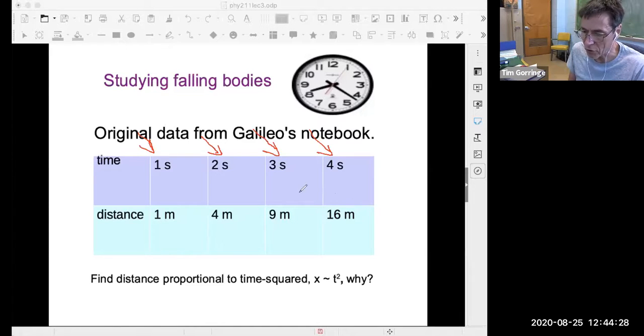Well, I'm sure you can spot a pattern. Compare the times and the distances. I mean, they're different dimensions. This is the dimension of time. This is the dimension of length. But there's a simple relationship between them. The distance traveled by the falling body is in proportion to the square of the time.